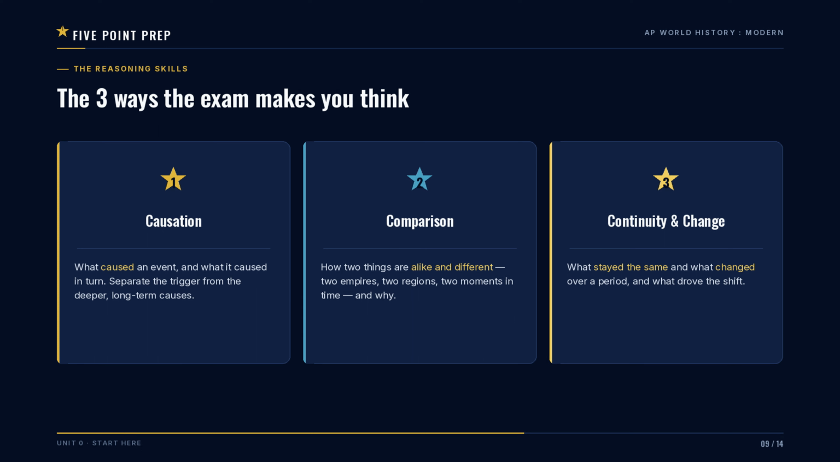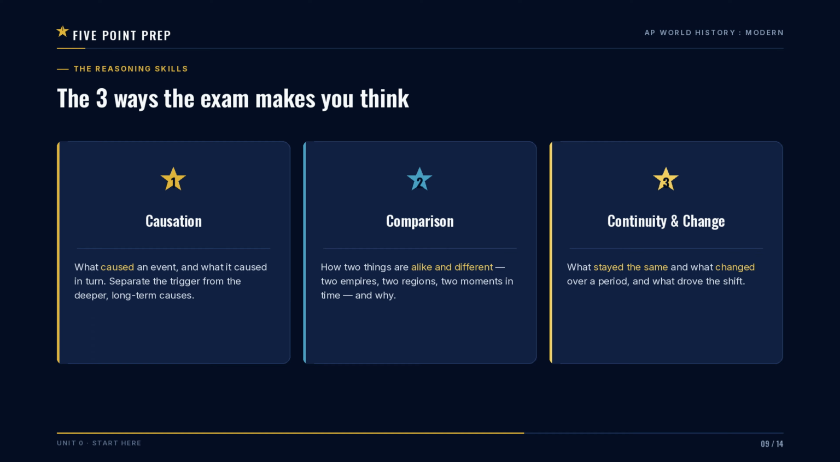Alongside the themes, the exam rotates through 3 reasoning skills, the ways it forces you to think like a historian. First, causation: identifying what caused an event and what that event caused in turn, and separating the immediate trigger from the deeper, long-term causes. Second, comparison: showing how 2 things are alike and different. 2 empires, 2 regions, 2 moments, and explaining why.